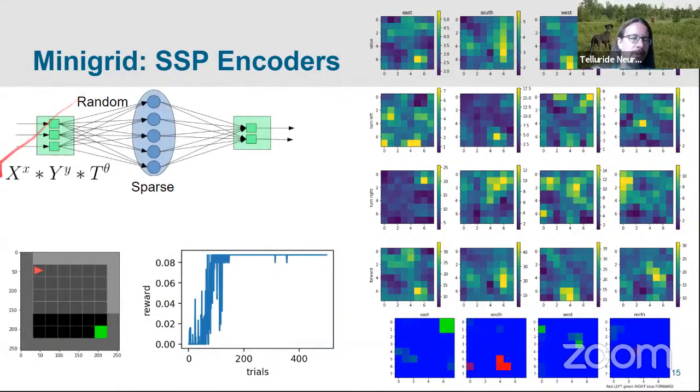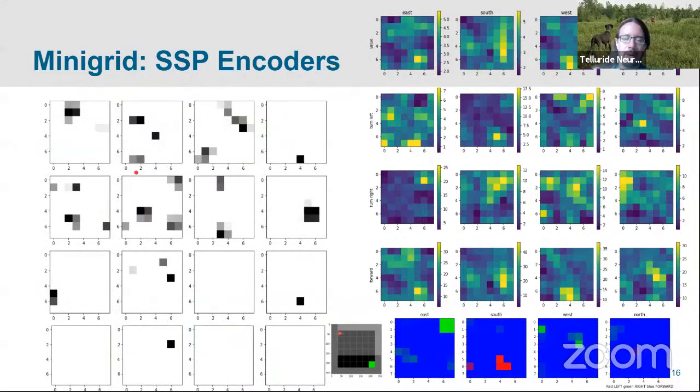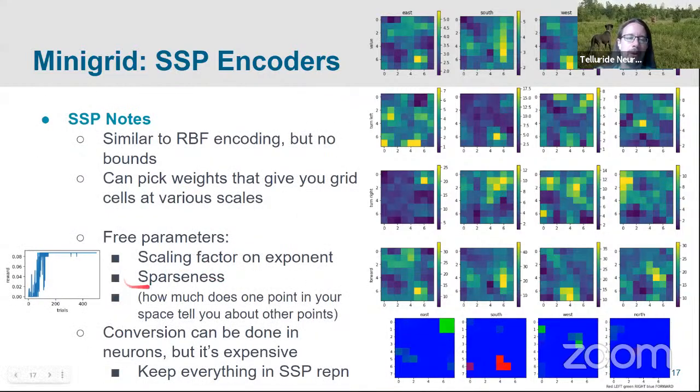You have a free parameter, a scaling factor that you can put on this exponent, and that's basically saying: if I learn about one point in my state space, how much does that tell me about nearby points, and what counts as nearby? And you have the free parameter of how sparse you want your neural networks to be.